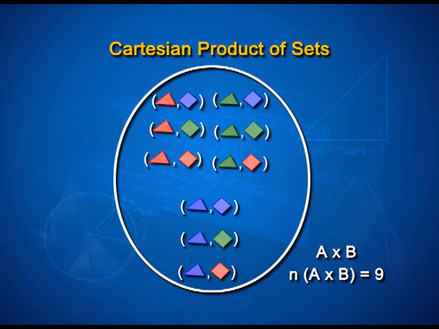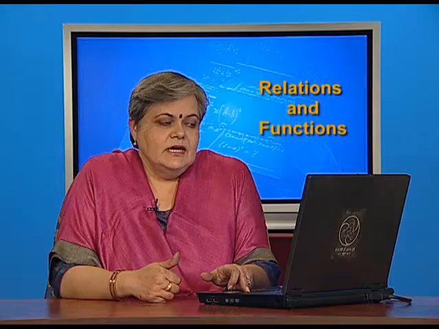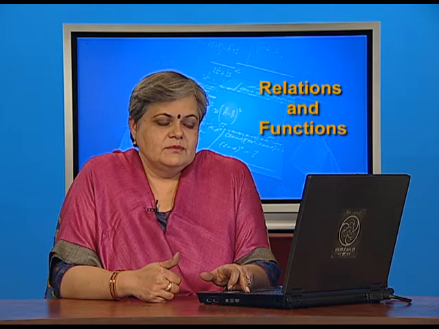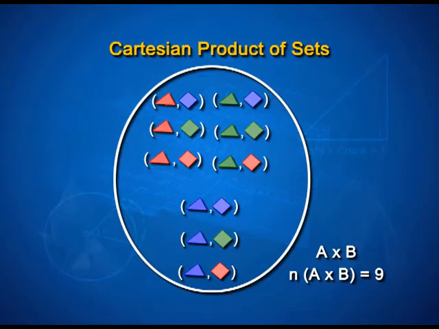So, the Cartesian product of sets is nothing but a collection of ordered pairs, where the first element of the ordered pair comes from set A and the second element comes from set B. And if you observe now, there are 9 elements in this collection. There were 3 in set A, 3 in set B. So, the number of elements in A cross B is the same as the number of elements in set A times the number of elements in set B.